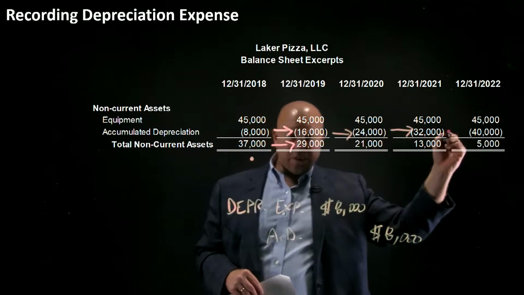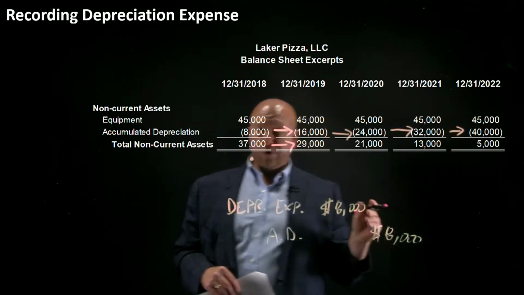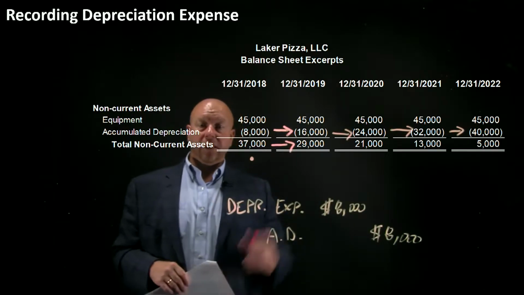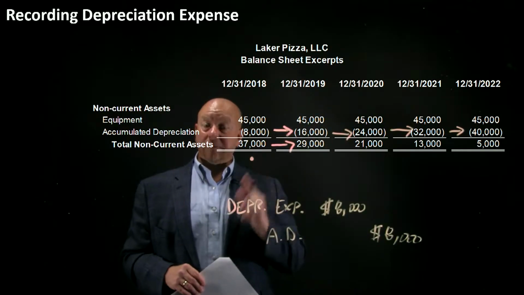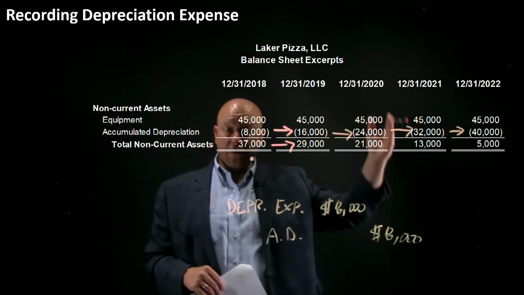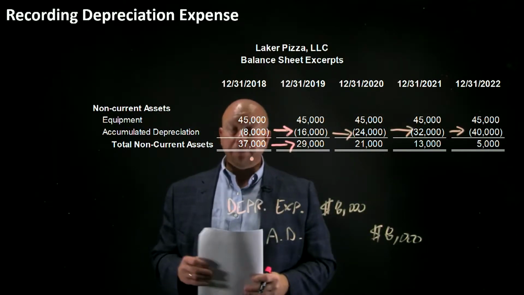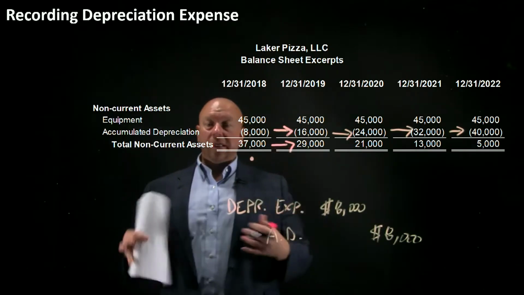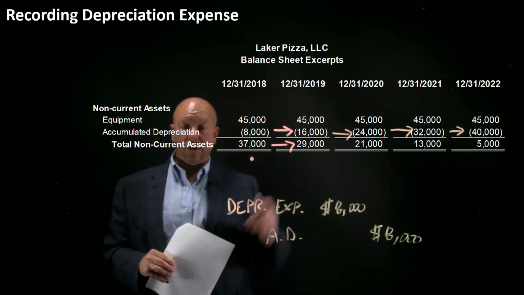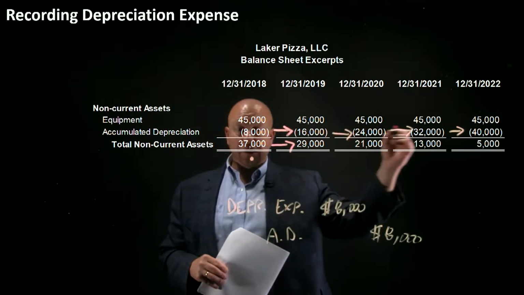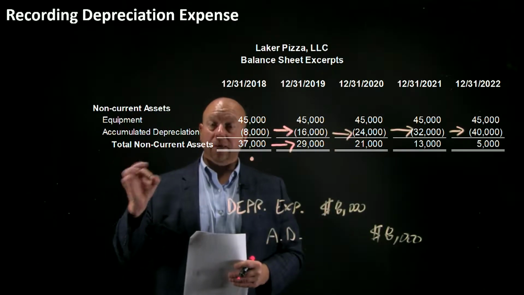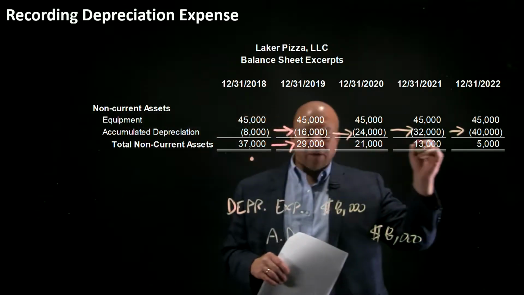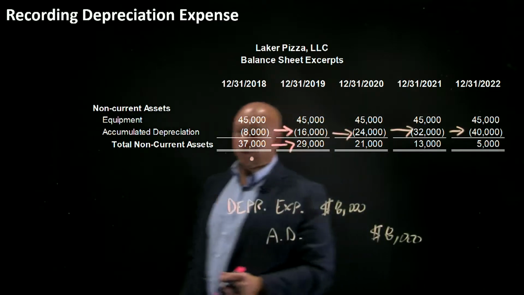Now, on each one of these individual income statements, if you were to look at the income statement for 2018, depreciation expense will be $8,000. For 2019, depreciation expense is $8,000. And the same will be true for these years over here. But the accumulated depreciation in the balance sheet, it grows like a snowball, getting bigger as it goes downhill. You can see the accumulated depreciation growing. It's accumulating, just like snow. And the net book value drops at a rate of $8,000 per year each time we record those expenses.